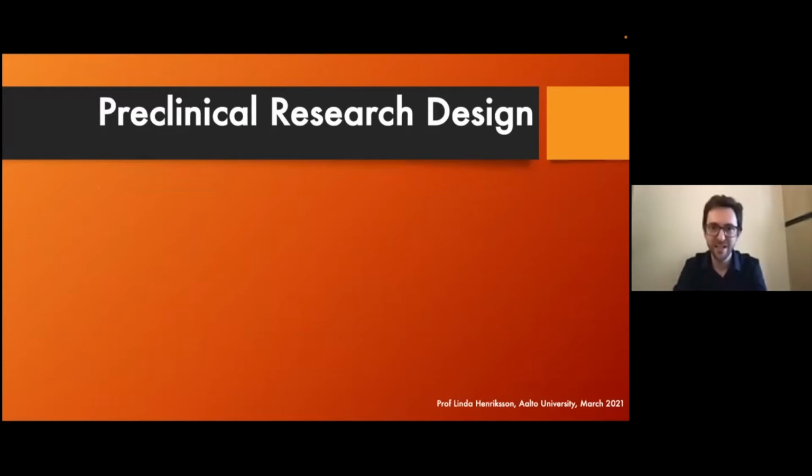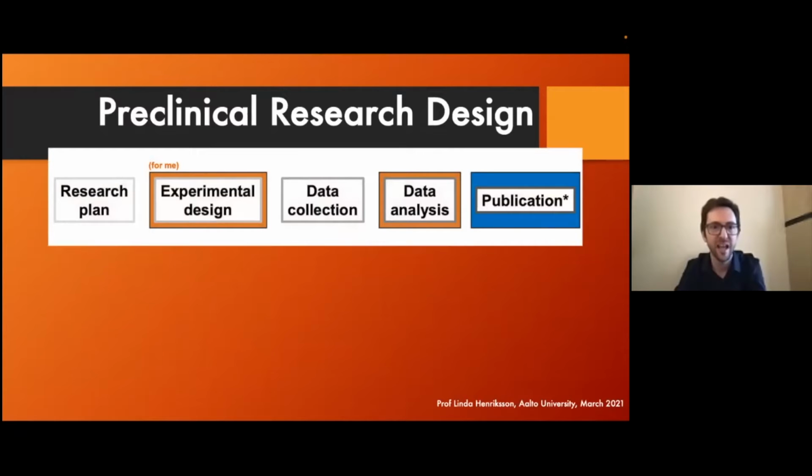Interestingly, I'd argue that the preclinical research design process is somewhat different to that for clinical research. And having experienced both, I think I can summarize that quite briefly here. This slide was kindly borrowed from a colleague of mine, Professor Henriksson at Aalto University. And she provided this straightforward framework for the research design step-by-step process. So in preclinical research, we may start with a research plan. We may then go on to designing our experiments to really test clear hypotheses that are based on the scientific literature. I've highlighted this in orange because this is one of the most exciting parts. I actually enjoy the experimental design because it's where we get to tailor our science.